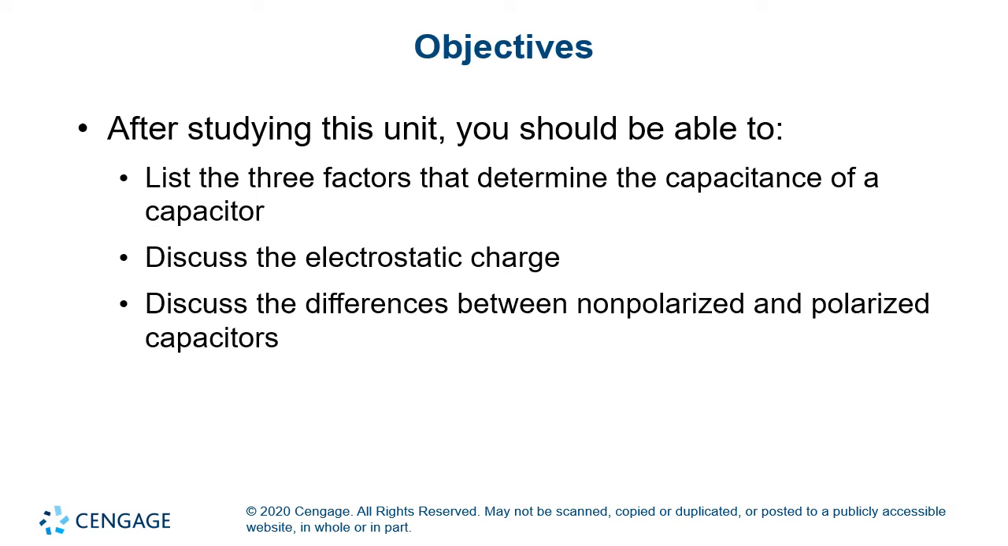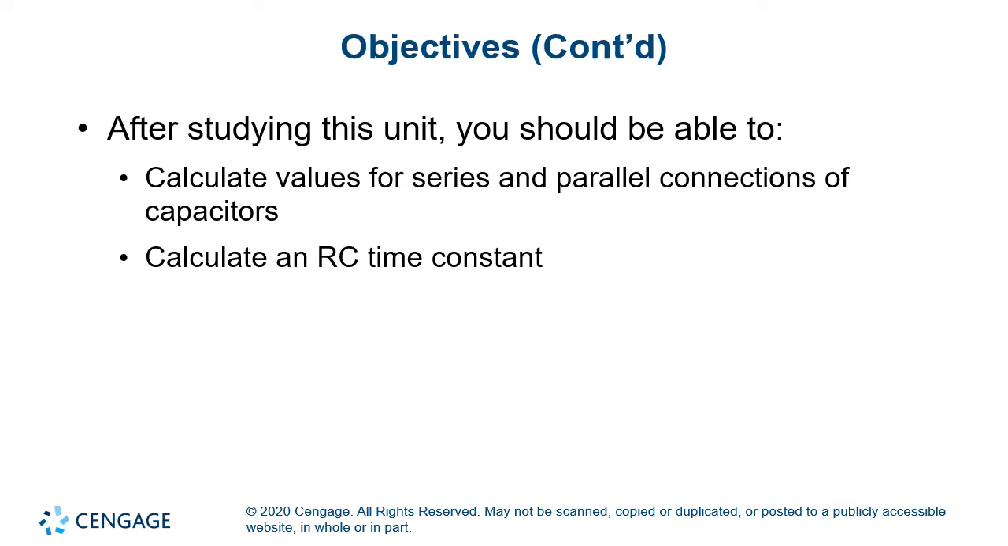So, what are we trying to accomplish in this unit? Well, we want to study the various factors that affect a capacitor's capacitance. We need to understand what an electrostatic charge is. There are two types of capacitors, non-polarized and polarized. We need to know the difference between those two. We need to determine the various electrical values associated with capacitors connected in series and in parallel. And lastly, we want to calculate what's referred to as the RC time constant. It's actually very similar to the time constant that we spoke about in inductors, but it deals with capacitors.